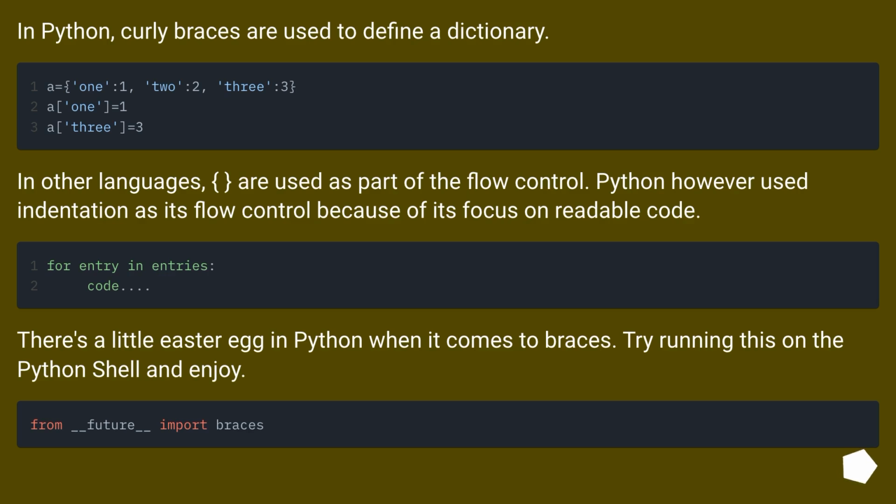In Python, curly braces are used to define a dictionary. In other languages, they are used as part of the flow control. Python, however, uses indentation as its flow control because of its focus on readable code.